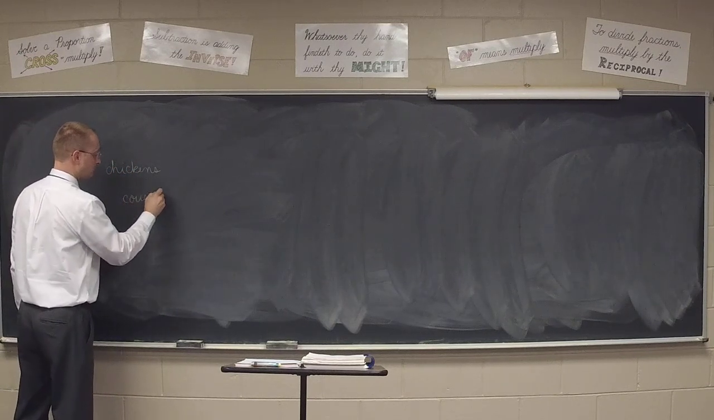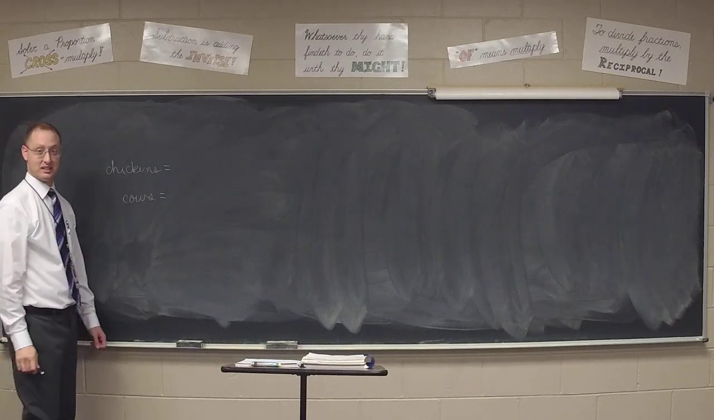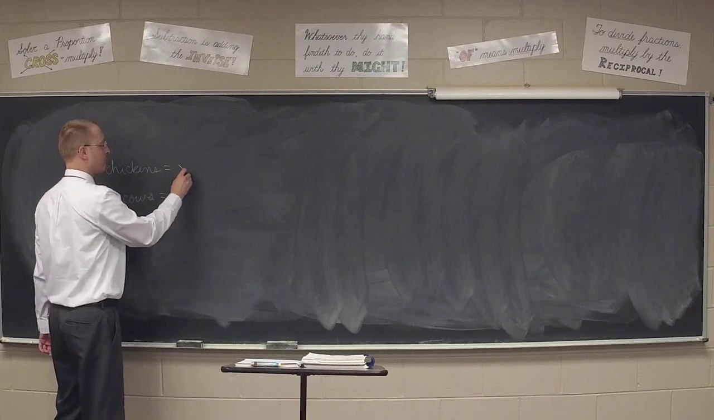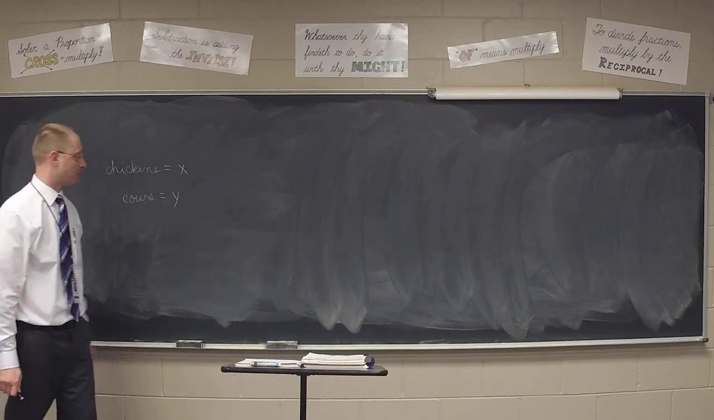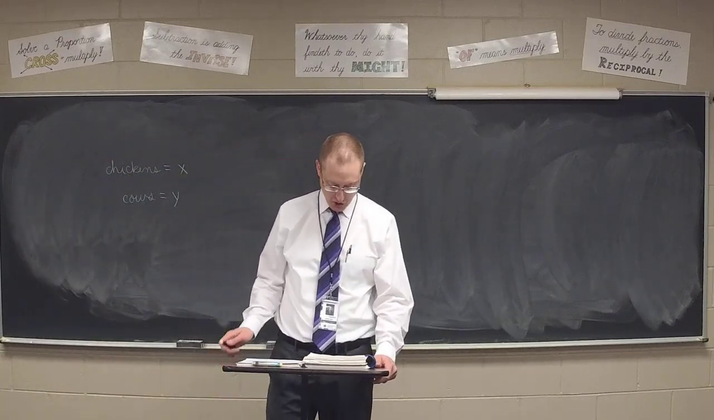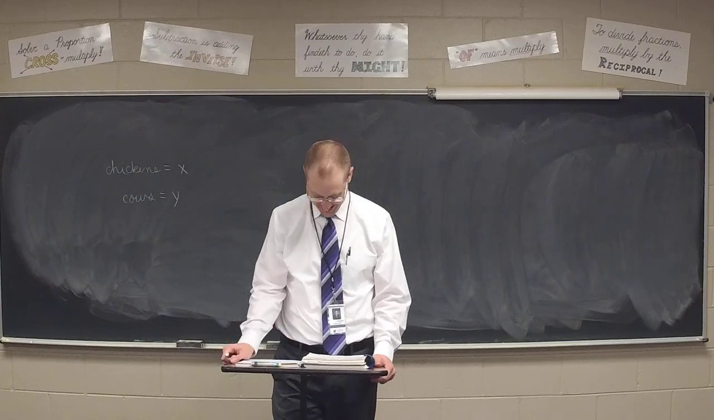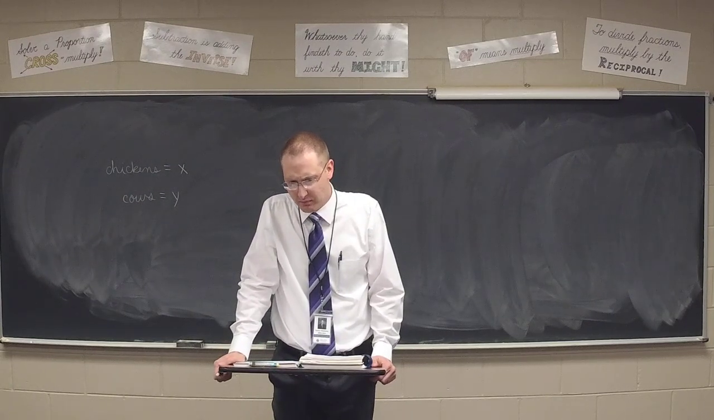Brecken, working it with us now: how did you represent chickens and cows? X and Y. Remember, we said we could use other letters, but in this case, since they both start with C, that makes it a little bit challenging. Now, Noah, we've got to find a way to use the information they gave us. When it says the animal heads total 43, how can I make that an equation?